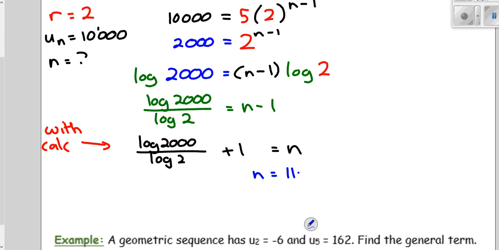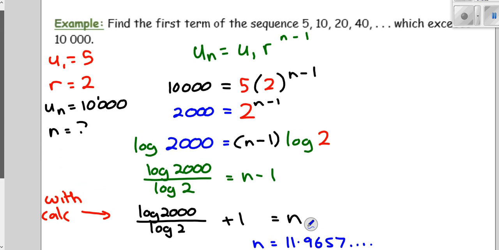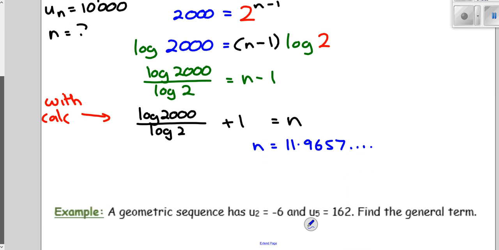Oh, but we're going to have to round up anyway. 11.965784. Yeah, so I'll just do that dot dot dot. So we're asked which term is going to be the first to exceed. So would you agree it's not the 11th term, it would be the 12th term? Because if you sub in n equals 11 into your original formula, then you'll probably get a number less than 10,000. We need it to be the first one above. So n equals 12. So use n equals 12.